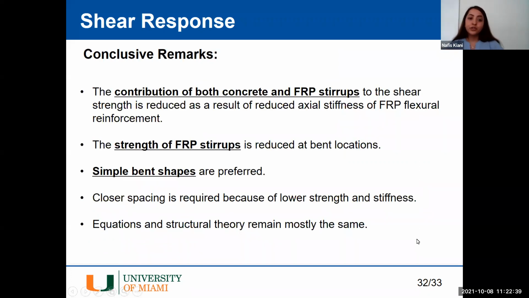And as a conclusion, the contribution of both the concrete and FRP stirrups to the shear strength is reduced as a result of the reduced axial stiffness of the FRP flexure reinforcement. And the strength of the FRP stirrups is reduced at the bend location. For designing, simple bend shapes like rectangular are preferred, but they are available in any shapes and any sizes. For designing the members with FRP, closer spacing is usually required because of the lower strength and stiffness compared to the steel, but the structural theory and the equations remain mostly the same.